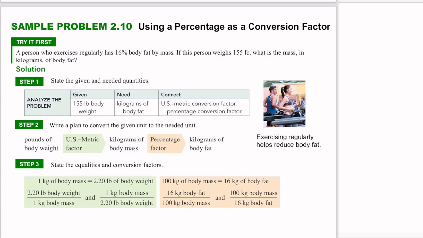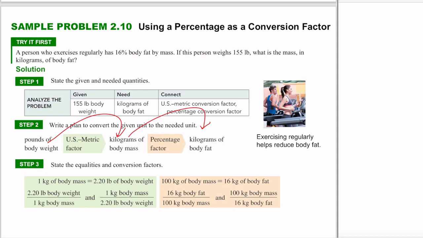Using percent as a conversion factor. A person who exercises regularly has 16% body fat by mass. If this person weighs 155 pounds, what is the mass in kilograms of body fat? We'll need to convert pounds first to kilograms, and then we can use our percentage factor to convert kilograms of body mass to kilograms of body fat.